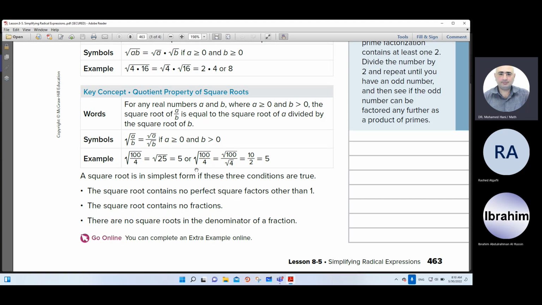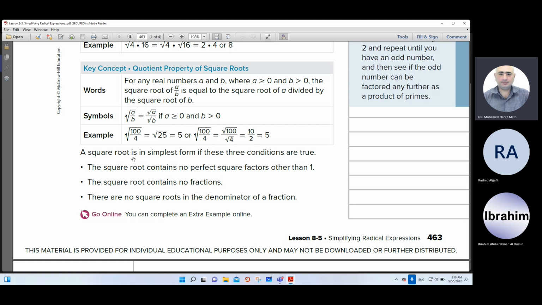Or we can use the rule: the square root of 100 over 4, you can write as the square root of 100 over the square root of 4. So equals 10 over 2, or 10 divided by 2, equals 5. A square root is in simplest form if these three conditions are true. The square root contains no perfect square factors other than 1. The square root contains no fractions. There are no square roots in the denominators of a fraction. Listen to the examples.